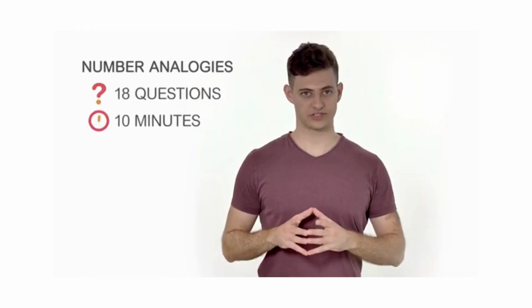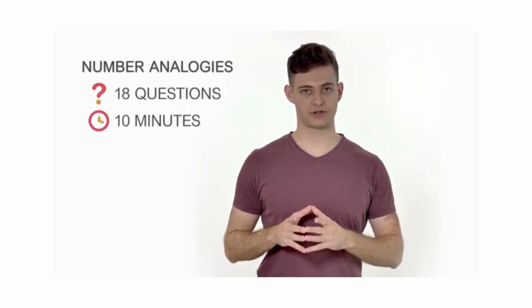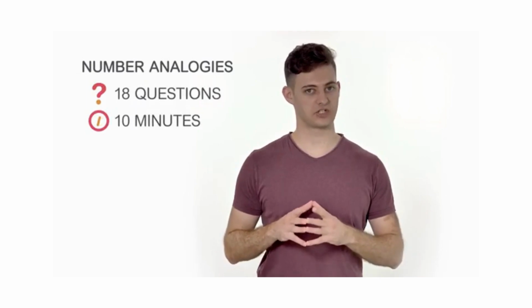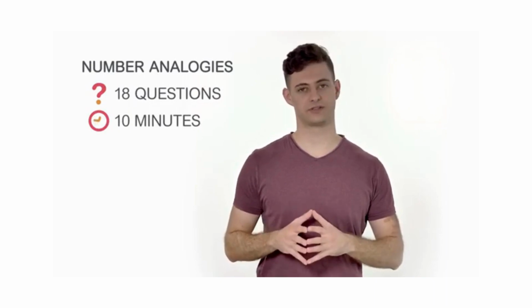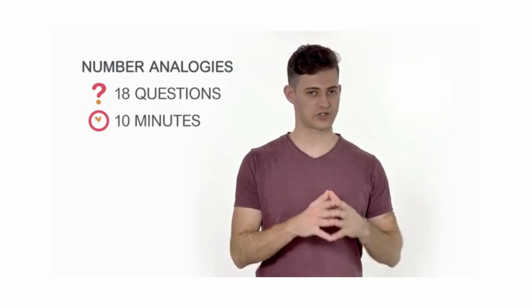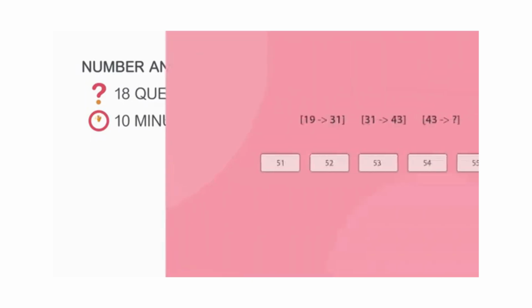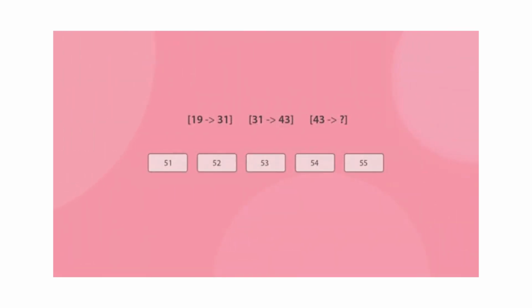In the number analogies section, each question has 3 pairs of numbers that share a mathematical relationship. The third pair is missing a number that you must find in the answer choices. This section has 18 questions to be completed in 10 minutes. Here is a number analogy question. What is the missing number in the third pair?